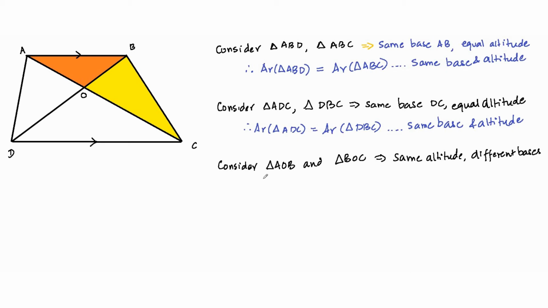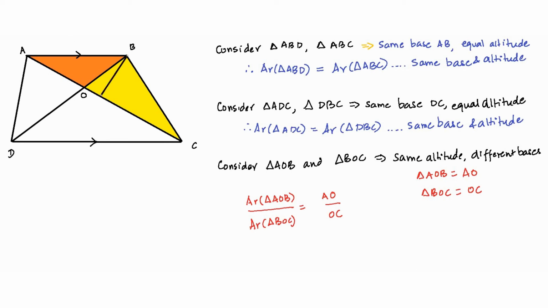What are the different bases? Triangle AOB has base of AO and triangle BOC has base of OC, right? Therefore, since these two triangles have the same altitude but different bases, the ratio of their areas, that is area of AOB divided by area of triangle BOC, will be equal to the ratio of their bases, which means area of triangle AOB divided by area of triangle BOC is going to be equal to AO by OC.